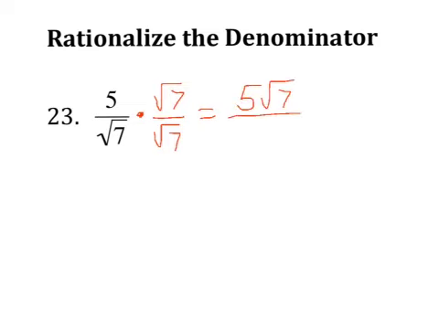And remember how we talked about if you multiply a square root by itself, there's a special trick. So the square root of 7 times the square root of 7 just equals a regular 7. So we get 5 root 7 over 7, and we can't simplify that any further because 5/7 is the simplest that fraction can go. So 5 root 7 over 7 is our final answer.